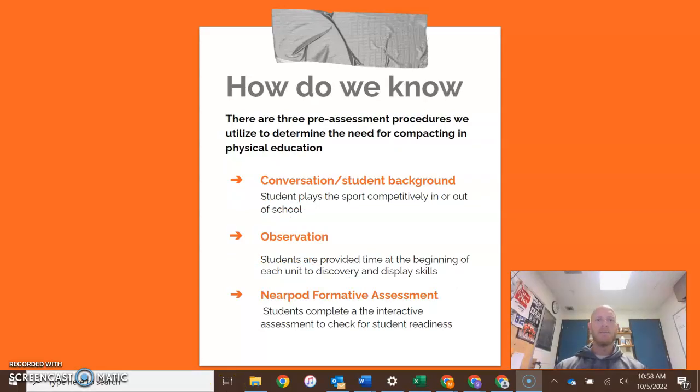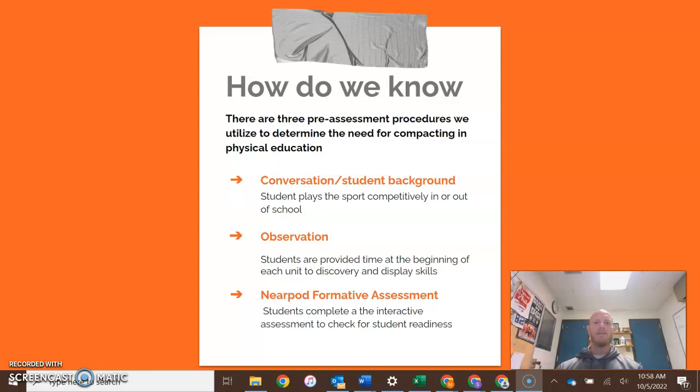Next, let's look at some of the pre-assessment strategies that we utilize. How do we know that these students are high flyers or there may be a need for differentiated instruction? There are 3 pre-assessment procedures we utilize on a unit-by-unit basis to determine the need for compacting in physical education. The first and foremost is conversation and student background. We know pretty early on what students play what sports here at Delcastle.